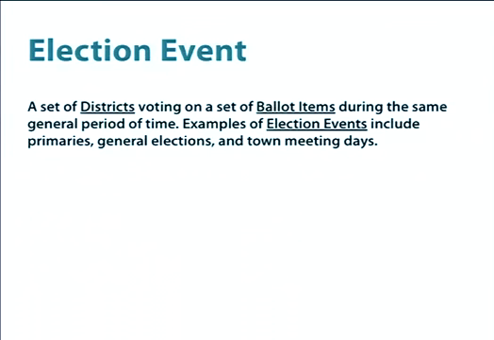One of the domain concepts we came up with working with domain experts is this idea of an election event. In our domain, an election event is a set of districts voting on a set of ballot items during the same general period of time. An election event could include a primary, general election, or a town meeting day. I'm from Vermont. In Vermont, we have town meeting days, which are in March, where we do just local elections. And then we have the general elections in November, where we have both local and statewide elections.